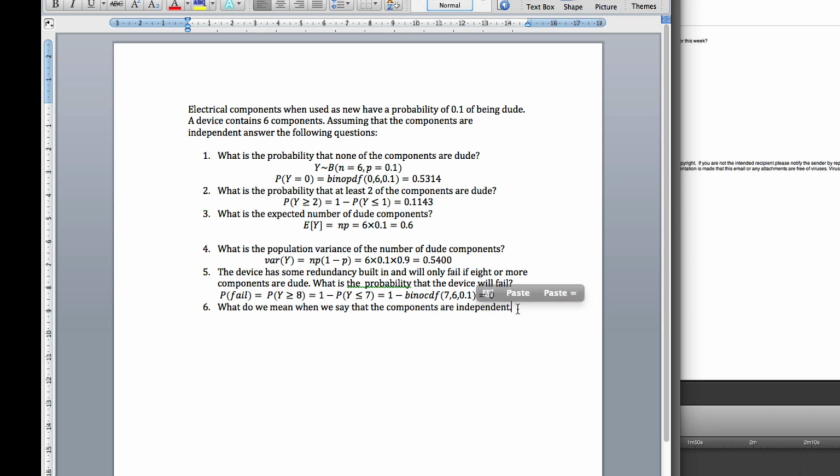Excellent. What do we mean when we say the components are independent? Basically, if one of the components fails, does that affect whether other components fail?